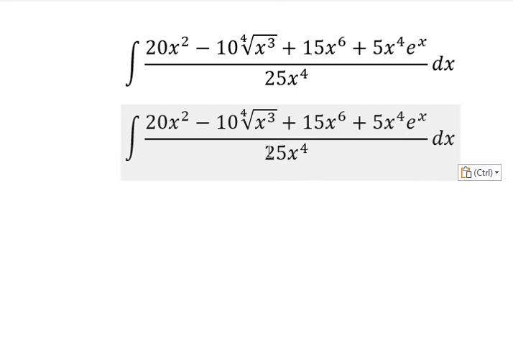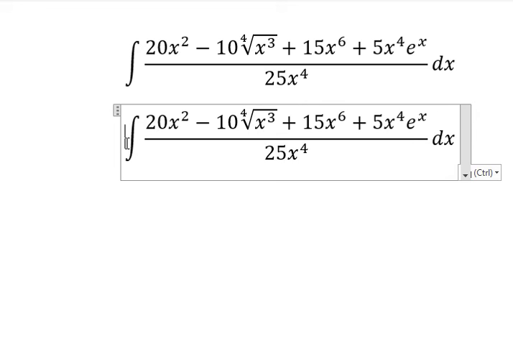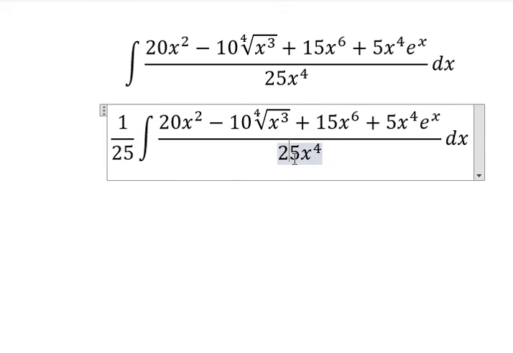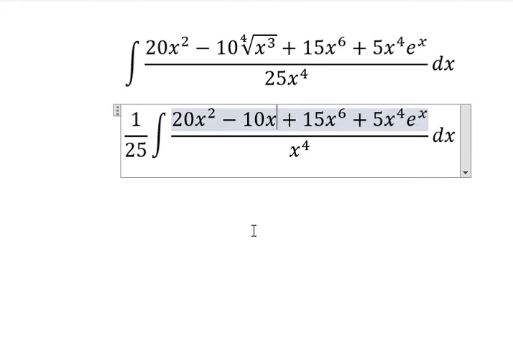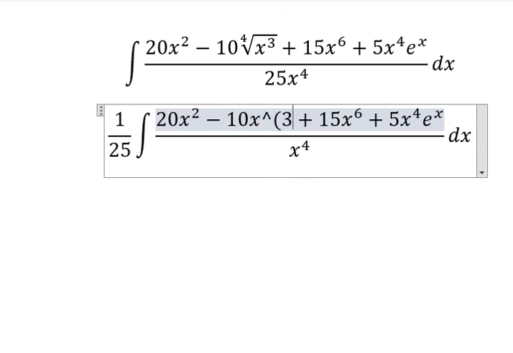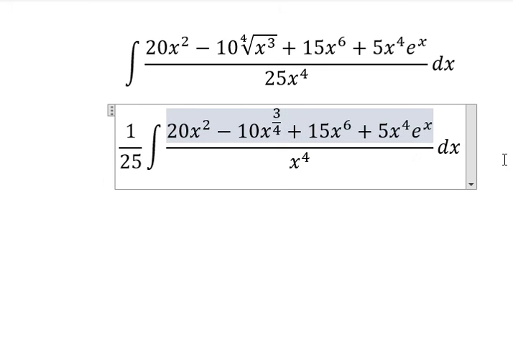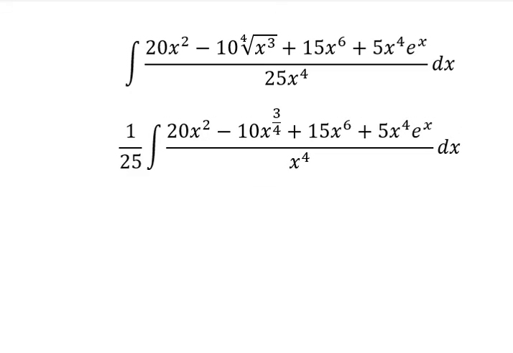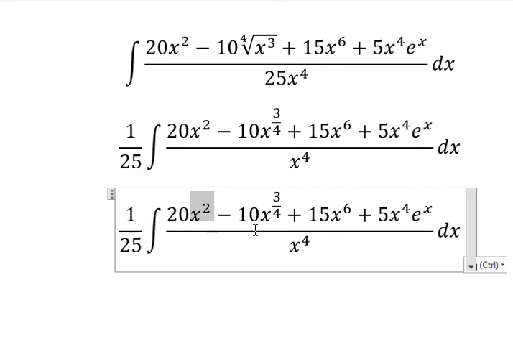I will put number 25 go outside. This one we need to change into x to the power of 3 over 4. So this one divide by this one divide by this one, and so on in here.